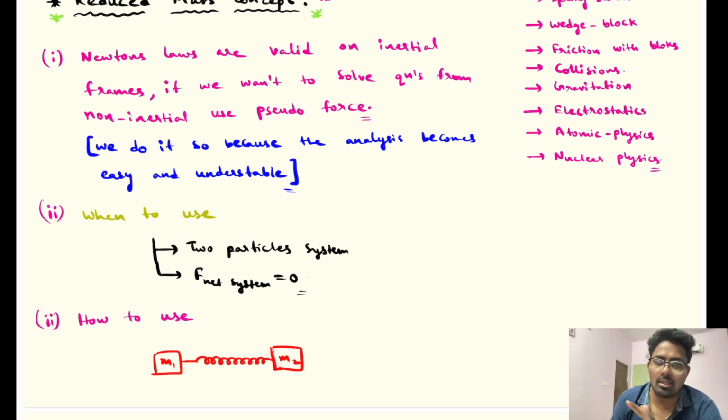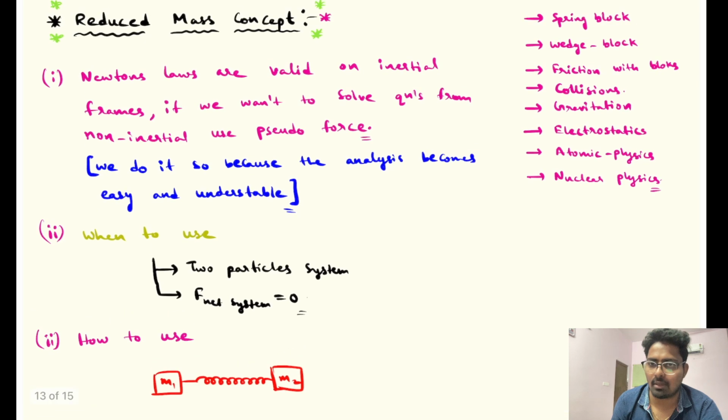But the net force on the system is 0, so that means the acceleration of the center of mass is 0 and the velocity of the center of mass will remain constant. All that stuff is fine. But here you need to understand, now I would like to solve the question by stopping one of the blocks.